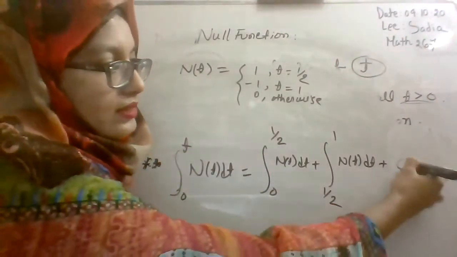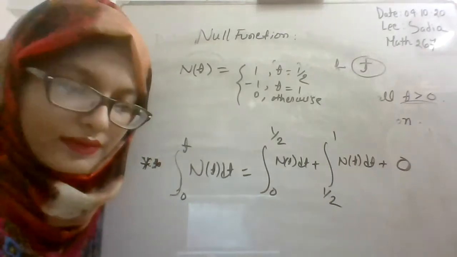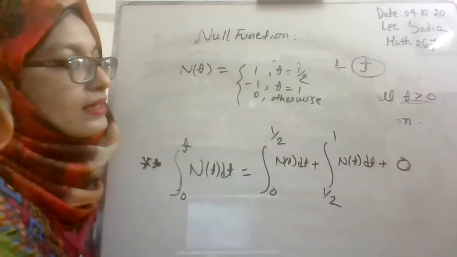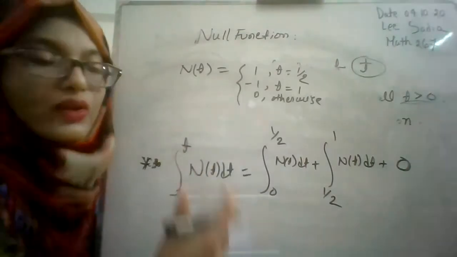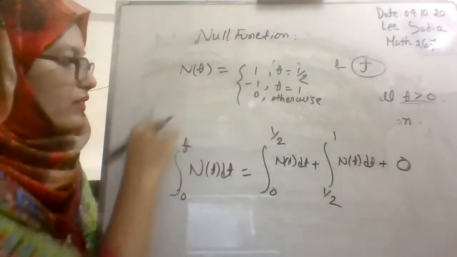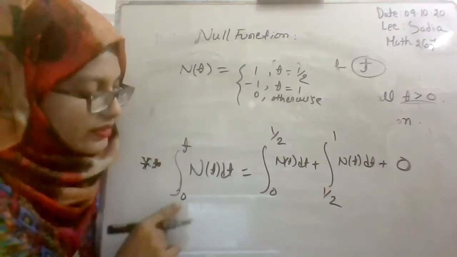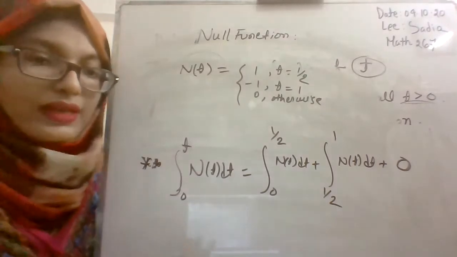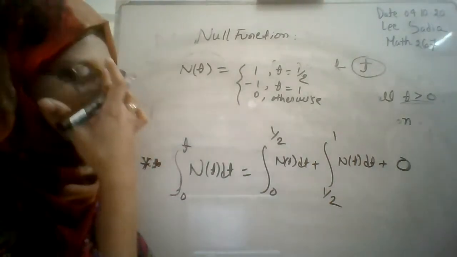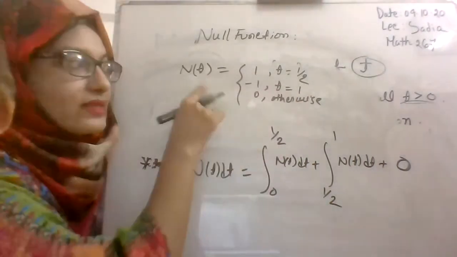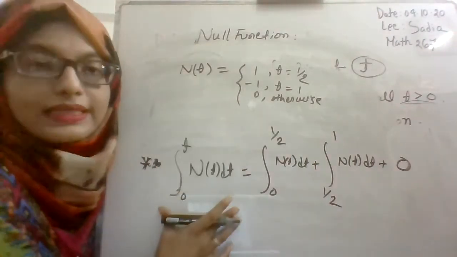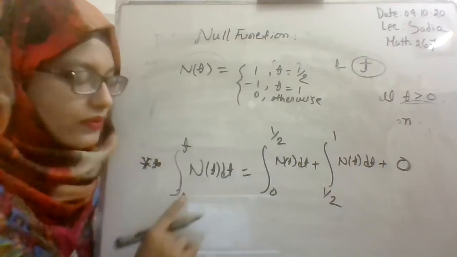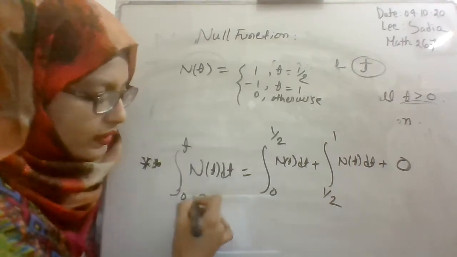Ma'am, we have a limit, take 2. Limit? Okay. Yes. For a null function, your condition is the integration from 0 to t of n of t dt is equal to 0. That's the condition for being a null function. And we are trying to show that this function is a null function by testing this condition, that the integration of n of t with respect to t from 0 to t is equal to 0. We will prove this.